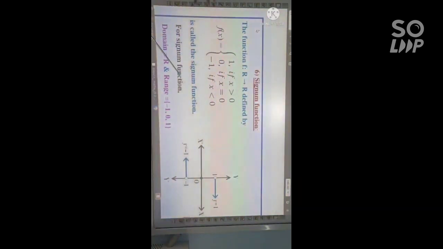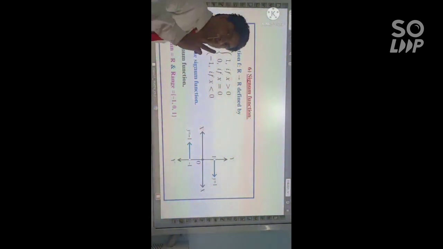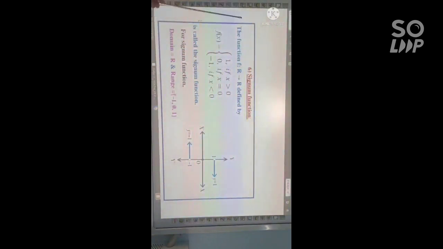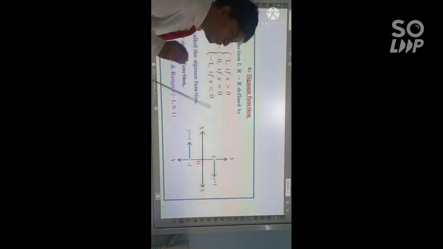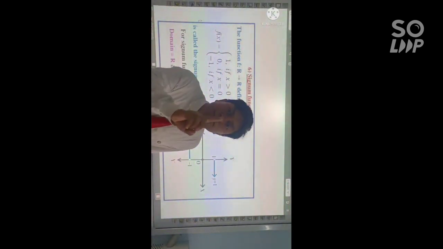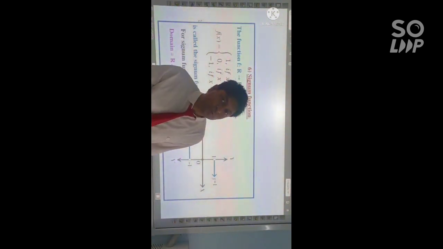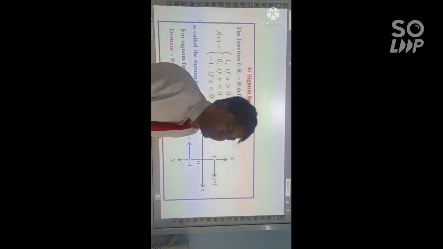Now, signum function. Signum function means the function f from R to R defined by f of x equal to 1, 0 and minus 1 in the three conditions. First is if x is greater than 0. We know that if the value of x is greater than 0, then we say that this is a positive value. If the value of x is less than 0, then we find a negative value.